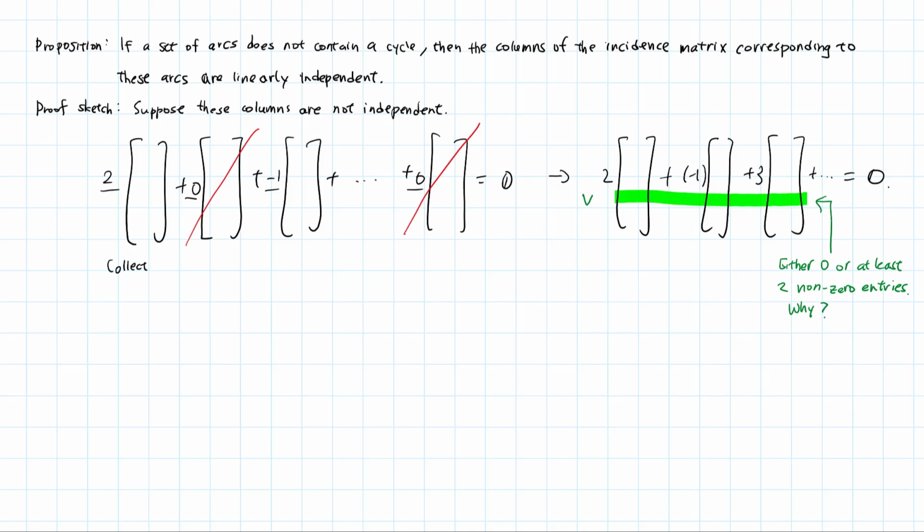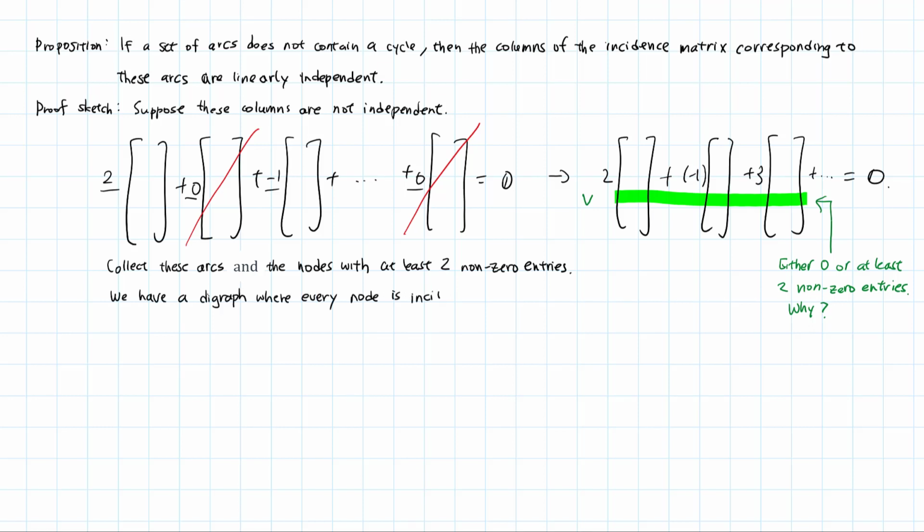We collect these arcs and the nodes with at least 2 non-zero entries within these columns. Now we have a digraph where every node is incident with at least 2 of these arcs. This digraph then must have a cycle. This is a standard result from graph theory, and you can try to prove this yourself. And this concludes this proof.